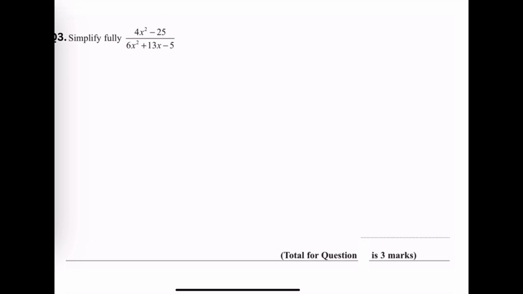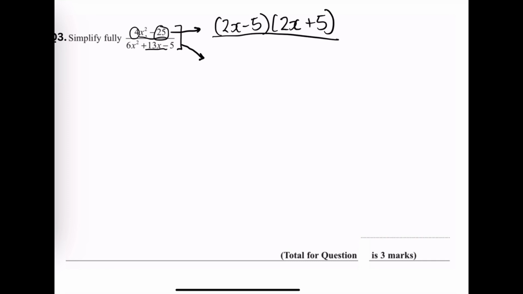Okay, so now question 3, simplify fully this equation over here. What we do with these types is that we factorize both parts and put them back into brackets. We do that for the top and the bottom so that we can find terms to divide from each other. So from the first one, you can simplify it by putting it into 2x minus 5 and 2x plus 5. You know this by seeing that both of these are square numbers, because if you expand this back out, it will come to this one. And it's the same with this one.